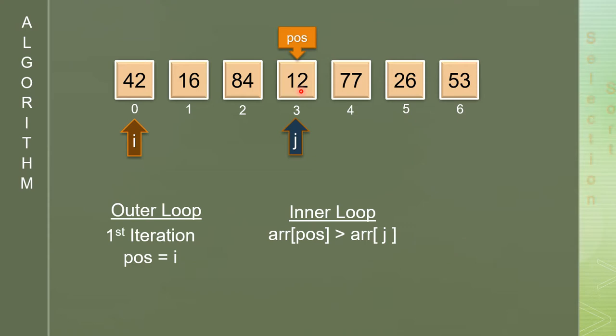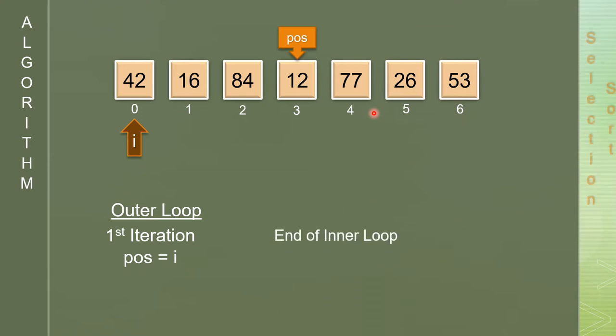Now it will go on to the next element and check whether the value stored in position, which is now 12, is greater than the value stored in j, which is 77. Is 12 greater than 77? No, it is false. So it will move on to the next element. Is 12 greater than 26? Again it is false. It moves on to the next element again. So here it is checking 12 and 53. Is 12 greater than 53? Again this is false. Now the inner loop ends.